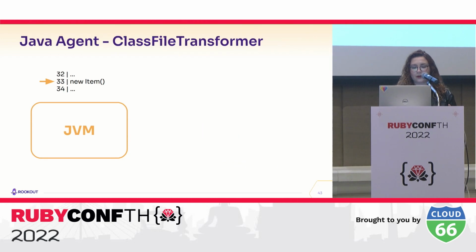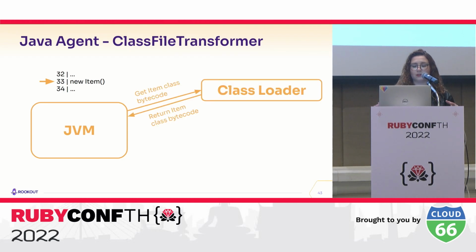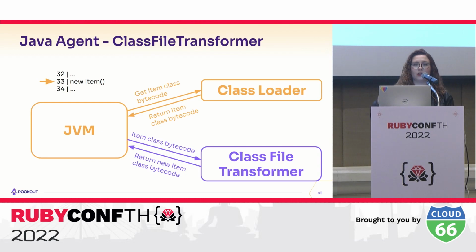So what will happen is we can add something called a class file transformer. And that kind of interferes in this process. So once again, the JVM is just going to ask for the item class bytecode, and the item class bytecode is going to be returned. But before the JVM starts to use it, it's going to pass that item class bytecode to our transformer, and just allow our transformer full freedom and control over what happens to that bytecode. And the new item class bytecode is going to be returned from the transformer.